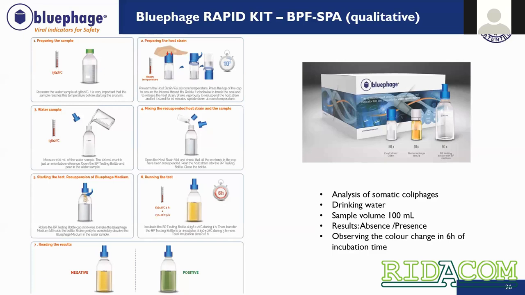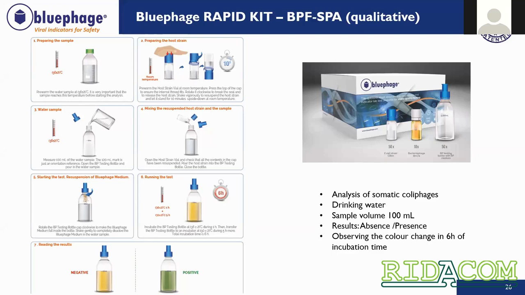Why are we using two different incubation temperatures? Because, as you know, inside the family of the somatic coliphages, we have a lot of subfamilies. Each bacteriophage grows at different times and different temperatures. So to make sure that we have all the coliphages growing in 6 hours, the combination of the temperatures must be used in that way.